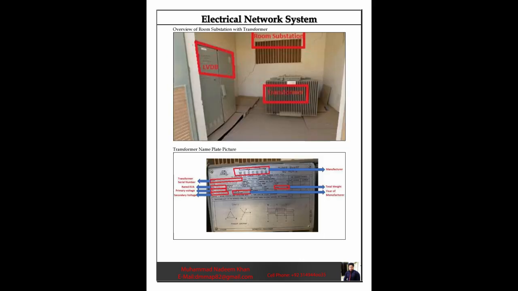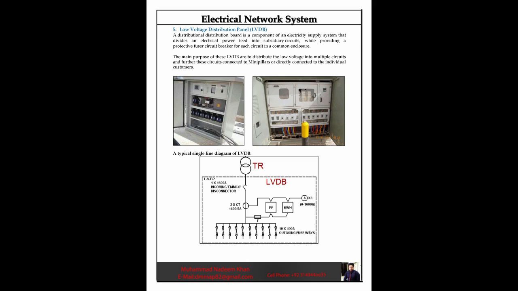5. Low voltage distribution panel, LVDB. A distribution board is a component of an electricity supply system that divides an electrical power feed into subsidiary circuits while providing a protective fuse or circuit breaker for each circuit in a common enclosure. The main purpose of these LVDB are to distribute the low voltage into multiple circuits, and further these circuits connected to mini-pillars or directly connected to the individual customers.